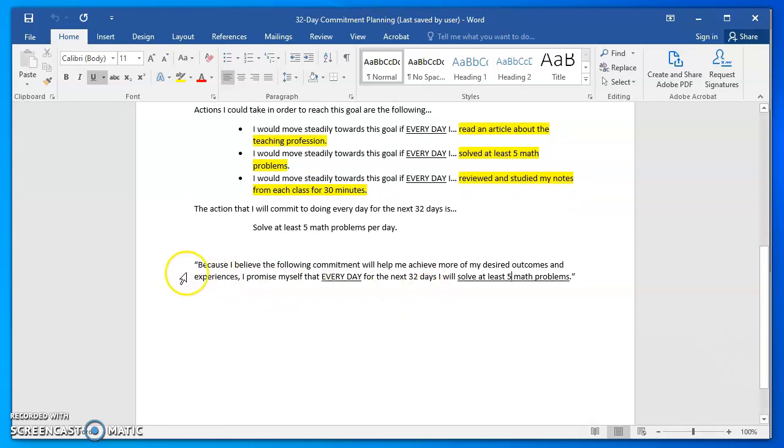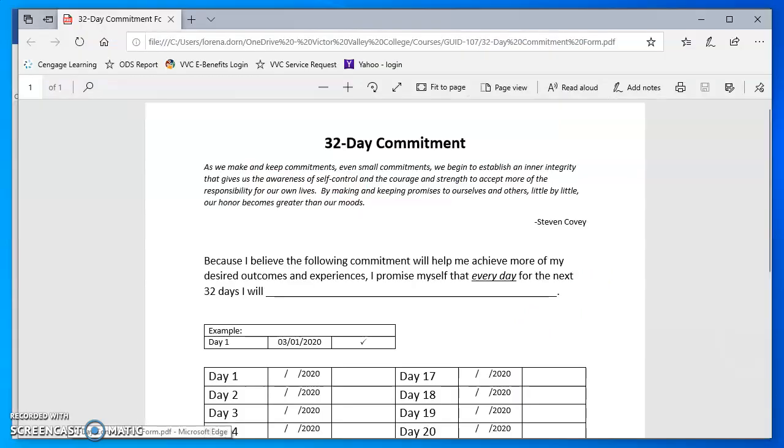And the final piece is to make this statement: because I believe the following commitment will help me achieve more of my desired outcomes and experiences, I promise that every day for the next 32 days, I will, and this student put, solve at least 5 math problems. So the assignment for this module is just to do this planning piece. And then the activity, the actual 32-day commitment, is something that you'll continue to work on after you've submitted this assignment.